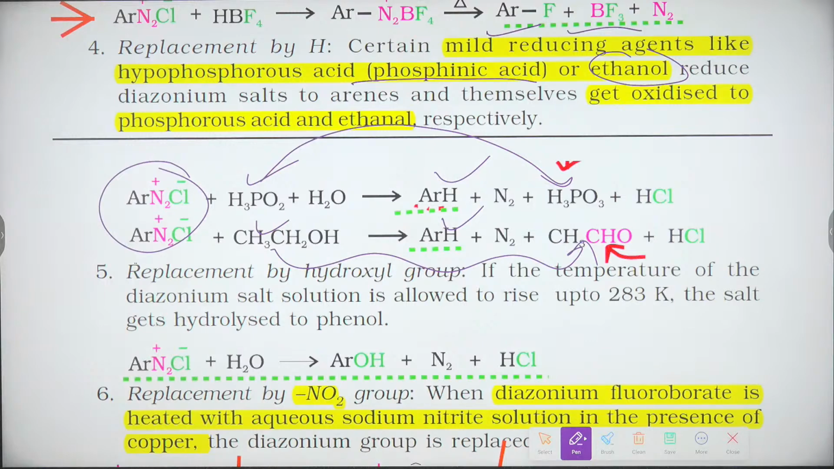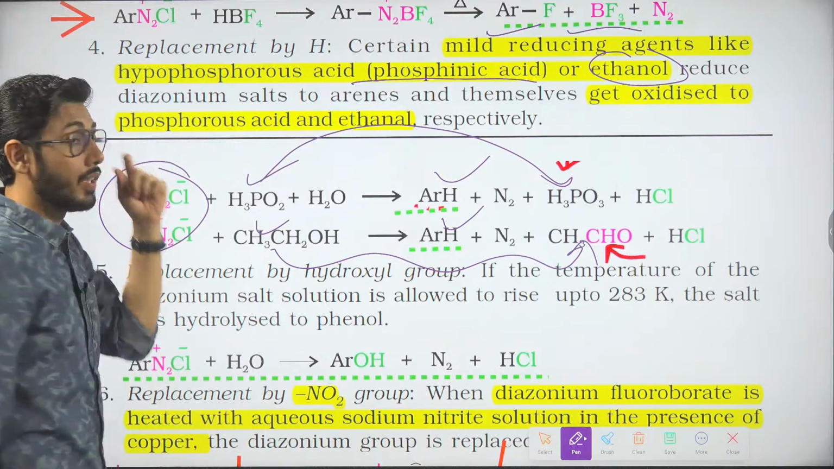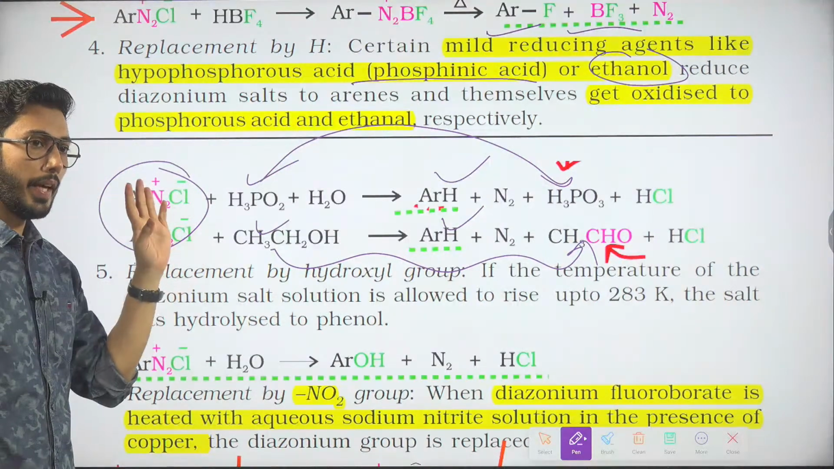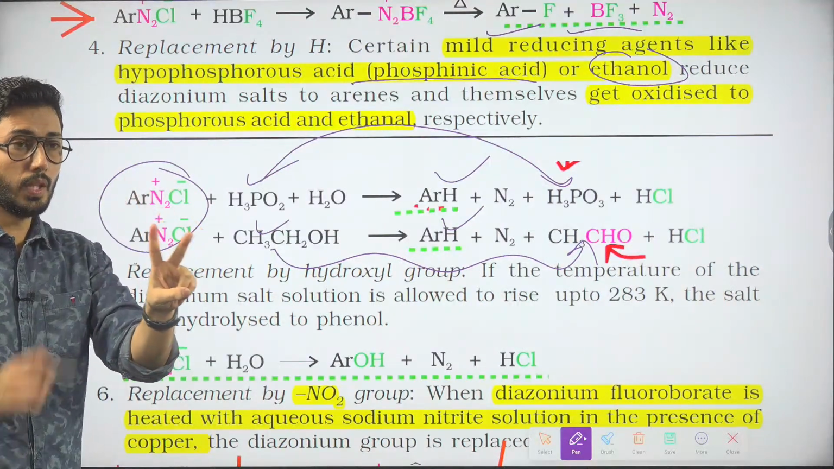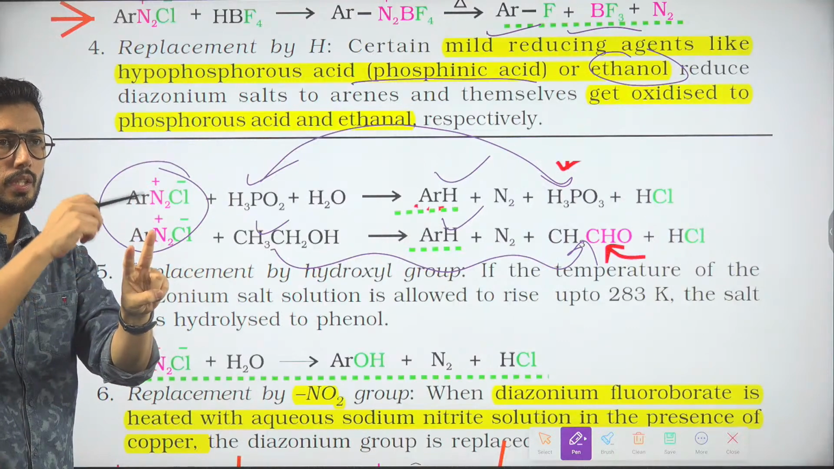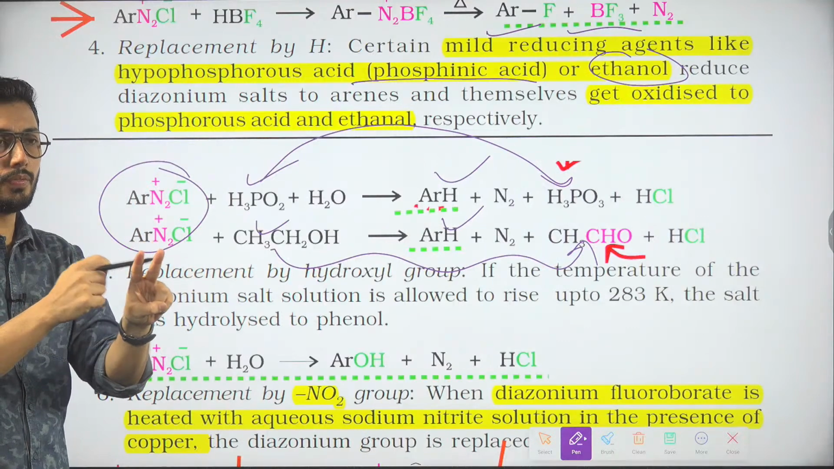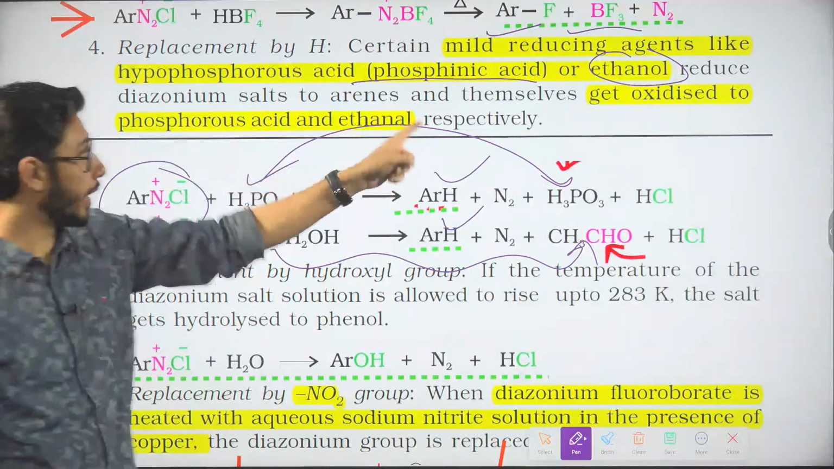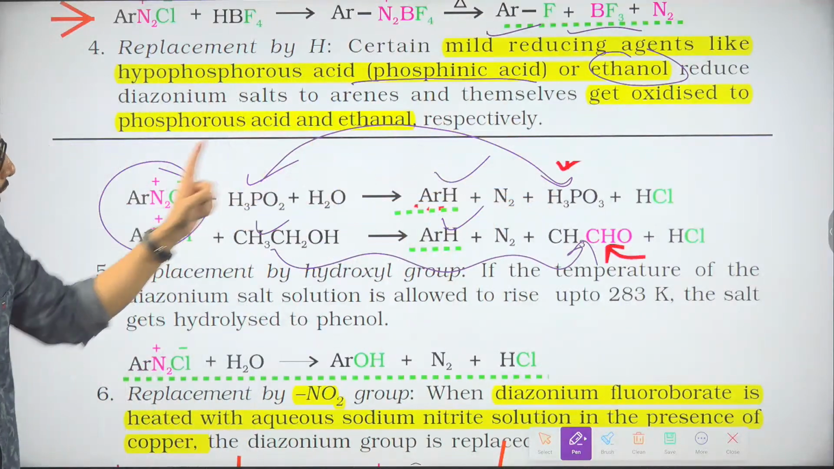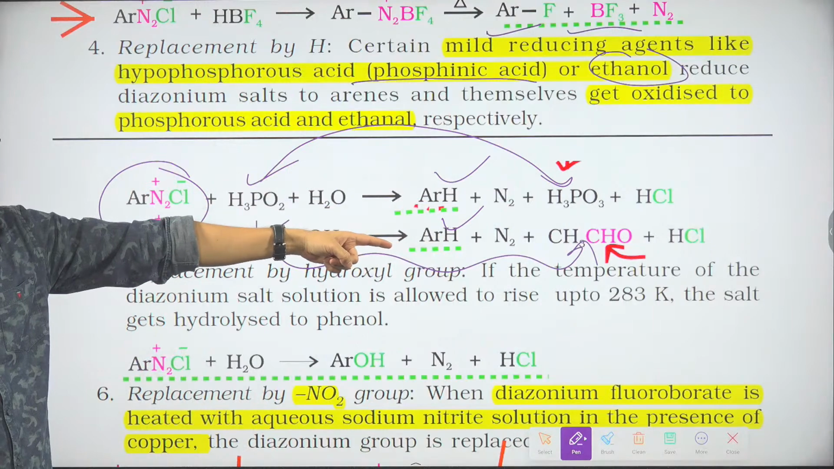ठीक है. So I was discussing benzene formation. How is benzene prepared? From diazonium salt. How many reagents? 2. H3PO2 with water or ethanol. What is formed? Benzene. Remember the byproducts: H3PO2 goes to H3PO3, ethanol goes to acetaldehyde.